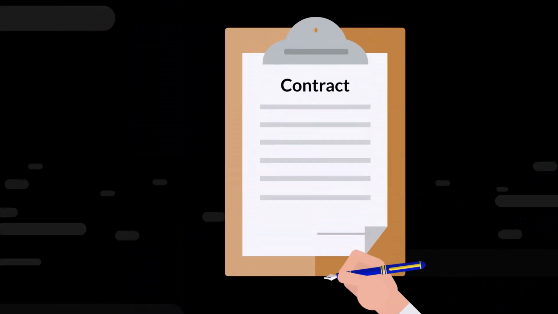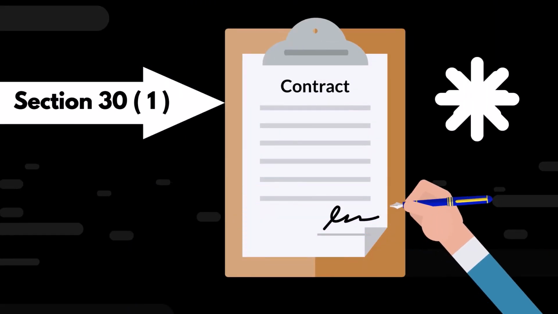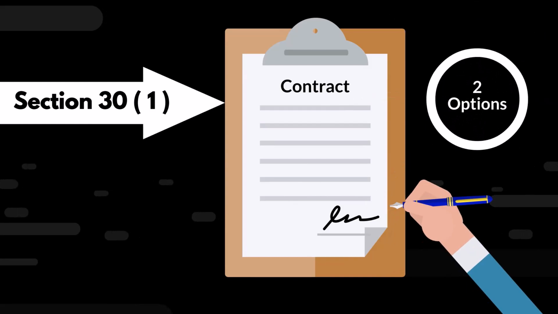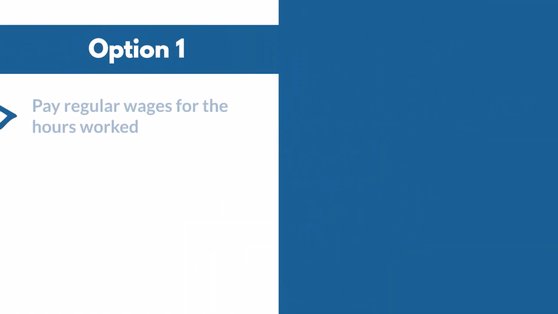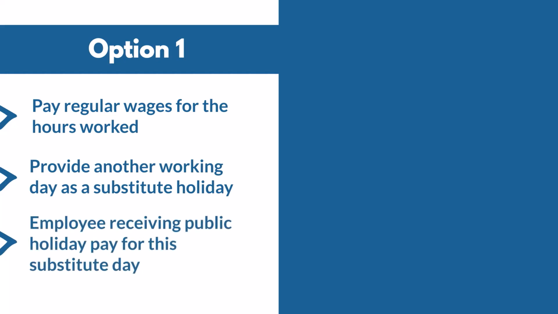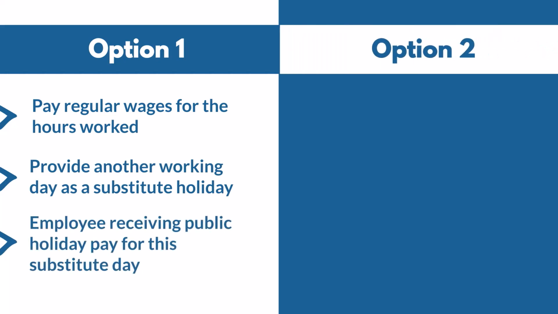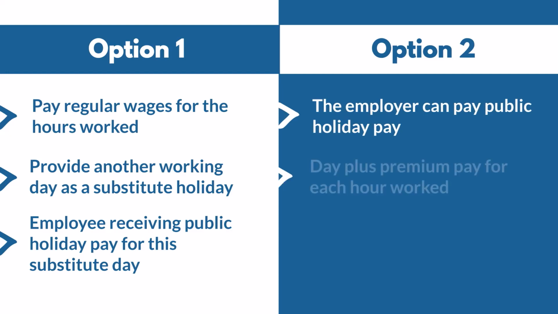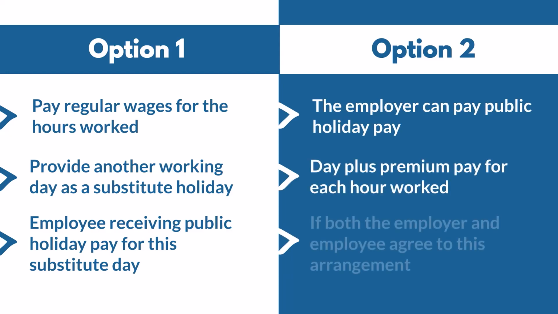If a contract is made under subsection 1, the employer has 2 options for compensating the employee. The first option is to pay regular wages for the hours worked on the public holiday and provide another working day as a substitute holiday, with the employee receiving public holiday pay for this substitute day. Alternatively, the employer can pay public holiday pay for the day, plus premium pay for each hour worked, if both the employer and employee agree to this arrangement.